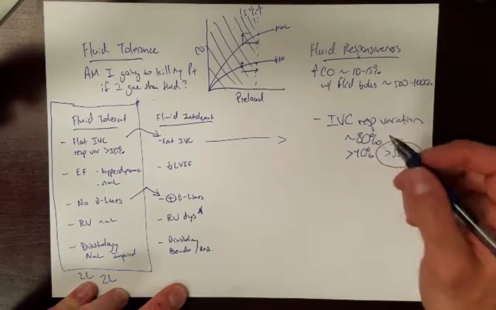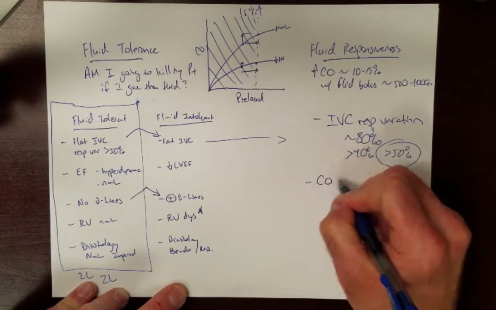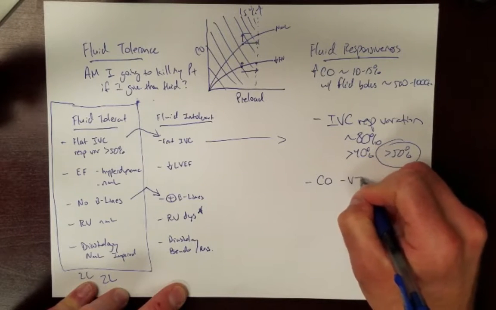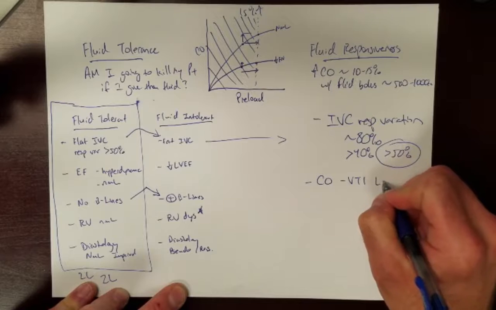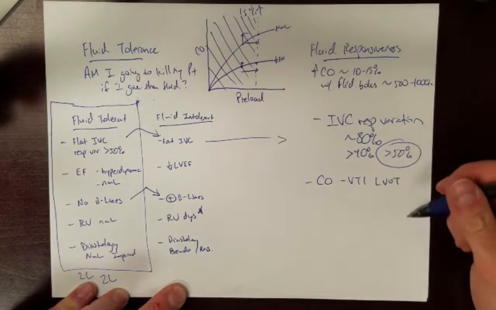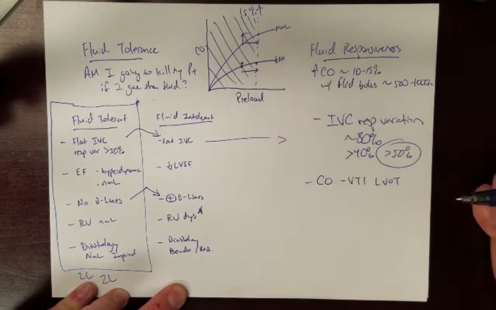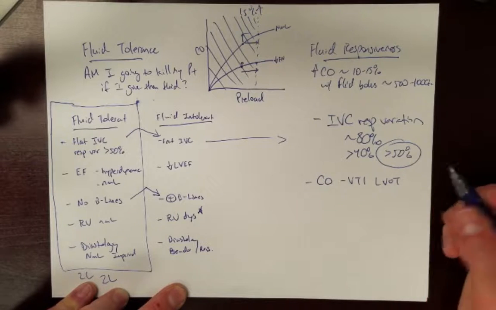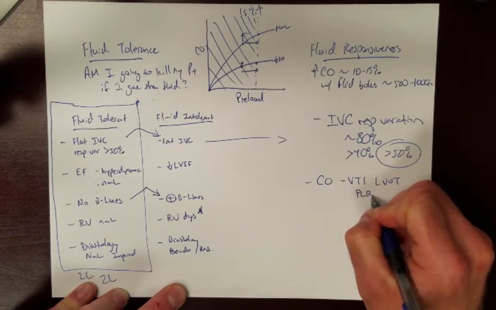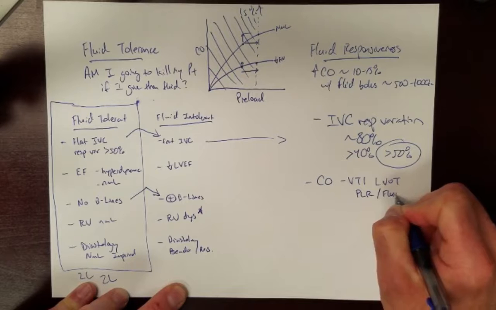Now, things that we can use that are a little bit more accurate but a little bit harder are things like cardiac output. So now we're talking about measuring a VTI at the LVOT. You want to learn more about that, go back and watch our podcast on measuring cardiac output. I'm not going to talk about it right now, but we can do this with either a passive leg raise or with a fluid bolus, right?